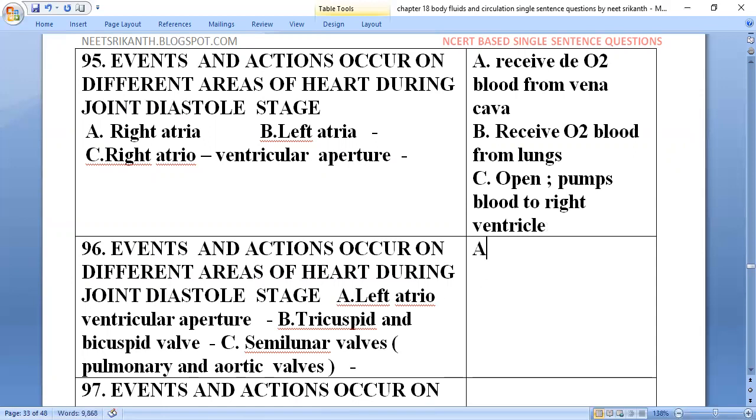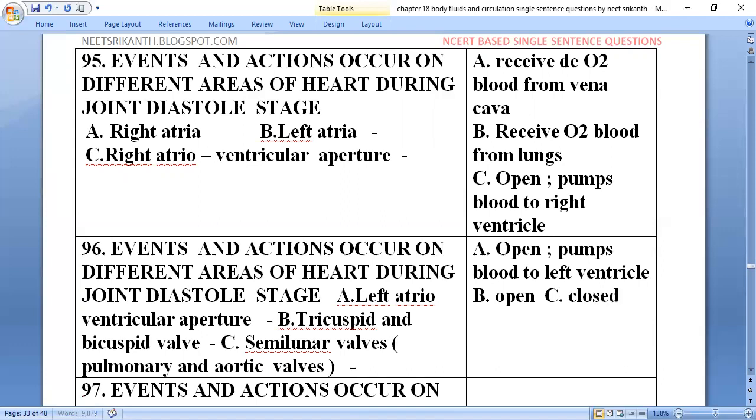What is the left atrioventricular aperture doing? Open. So then it pumps blood to the left ventricle. We call this passive filling. Okay, passive filling. Next, what about the tricuspid and bicuspid valves? Open. At this time, they are open. What about the semilunar valves? Semilunar valves are closed at this time.